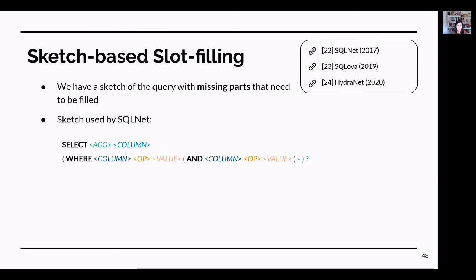Now, the sketch-based approaches are essentially built on the shortcomings of the previous approaches. So in order to avoid the syntactical errors that we saw in sequence-to-sequence translations, in this approach, we say, okay, we can have a sketch of the query. The missing parts of the query become slots that need to be filled. And here we have an example of such a sketch from the SQLNet system, where we see that we have select, where, and as slots, we have an aggregate, a column for the select part, and the where clause has conditions in this form, and also combinations of conditions are allowed.